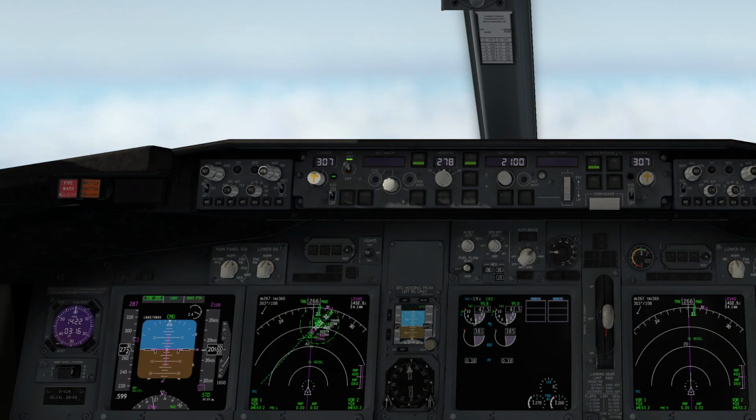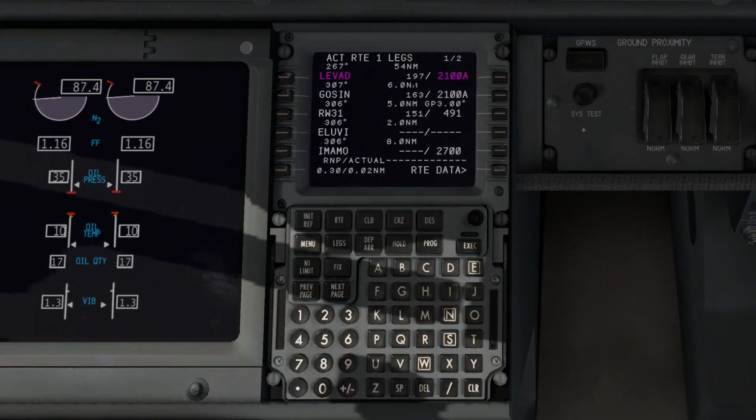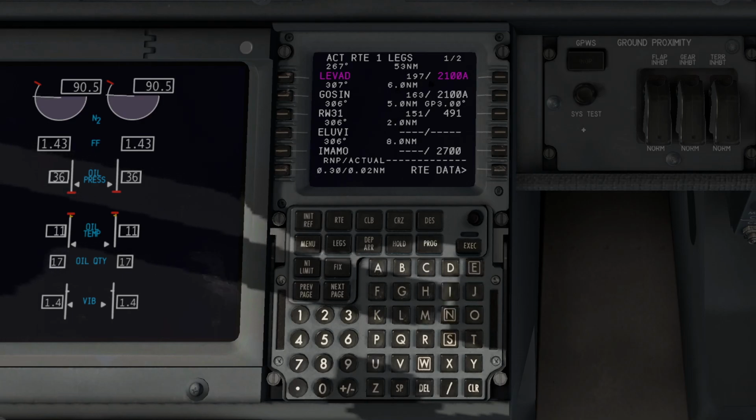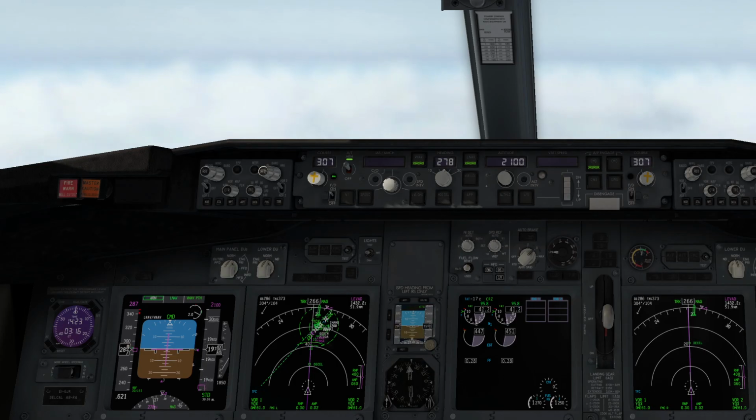So let's check the constraint. Yeah, Levad probably should be 80 knots as we intercept. So it's doing all the way from 0 to 80% thrust. It's the third time already, instead of just keeping a constant thrust.